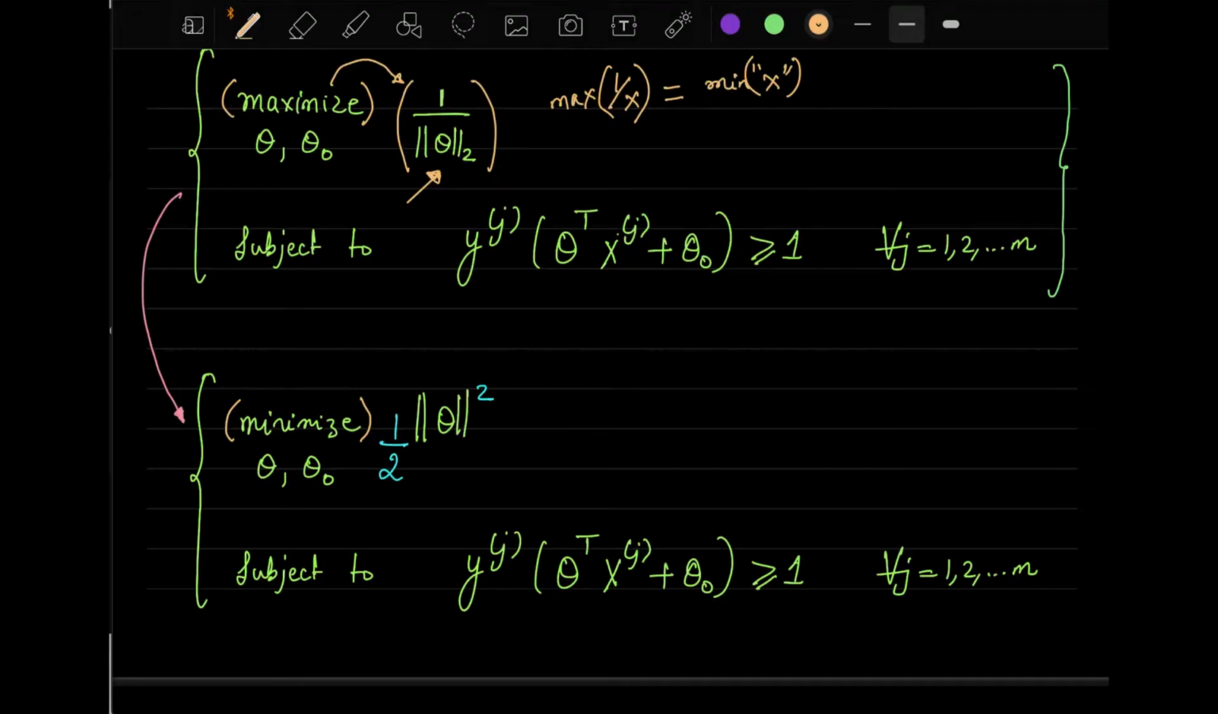Now the second step that we are doing is squaring the L2 norm. So we are squaring it and dividing by half. If I do this operation, that is multiplication by half and squaring, it will not disturb the solution of this convex optimization problem. You will have some solution for this problem, some optimal theta and theta naught. You will get some optimal value of this particular problem which you have here.